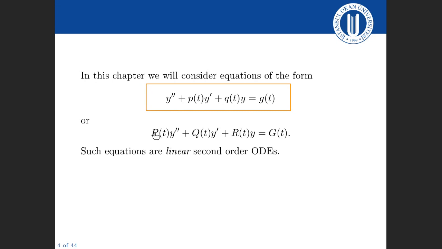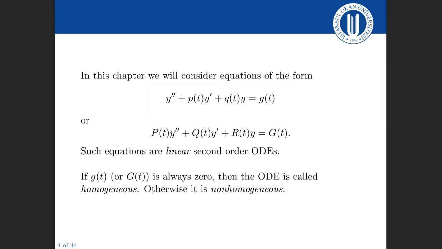Or we might be looking at equations of the form p of t y double prime plus q of t y prime plus r of t y is equal to g of t. These equations are linear second order differential equations. If the function g is always 0, then our differential equation is called homogeneous. If g is not always 0, then the equation is called non-homogeneous.